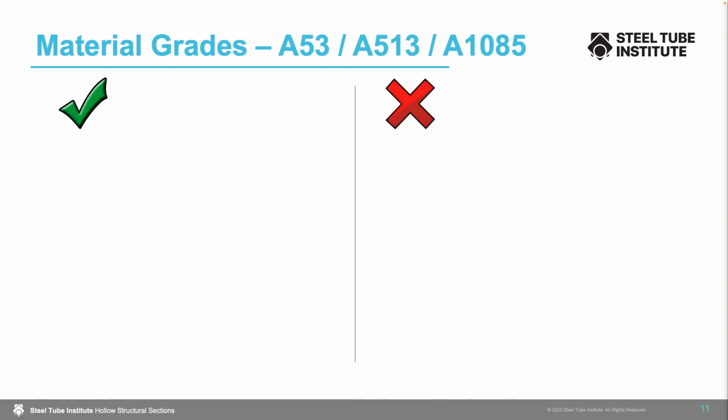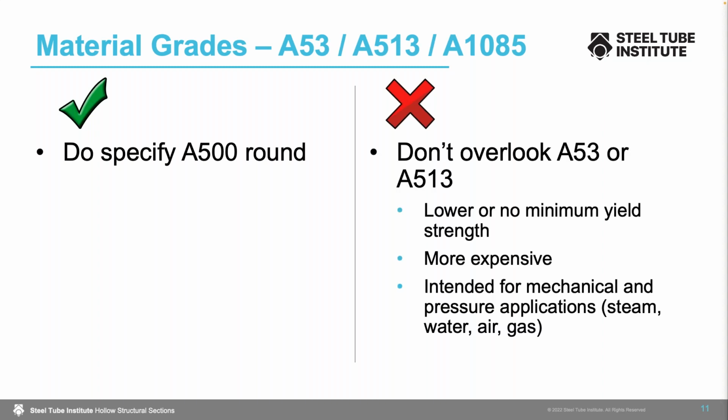So the other thing I want to talk about in material grades are other structural as well as non-structural ASTMs. So let's talk a little bit about A500 round again. If you have a round shape, we recommend that you do specify A500 for that round shape. We get the question a lot, well, can I specify A53 pipe as a structural round shape? You can. We do recommend that you specify A500 round, but don't overlook the fact that A53 or even A513 is sometimes specified as a round shape or substituted for A500.